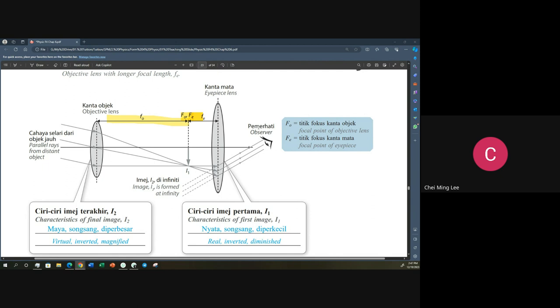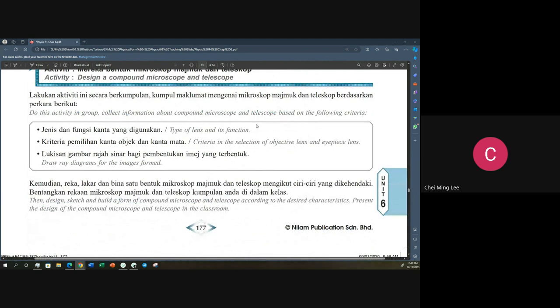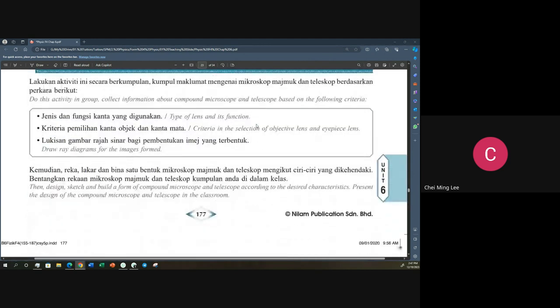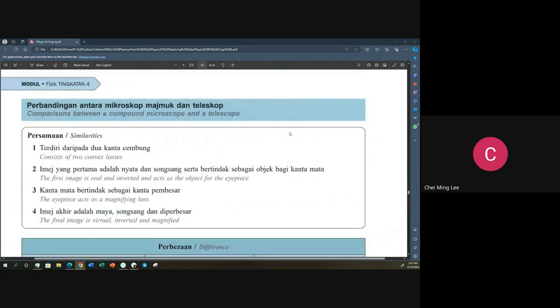Okay, good. So let's continue. Now, this one no need. Okay, so let's see the comparison between a compound microscope and a telescope.